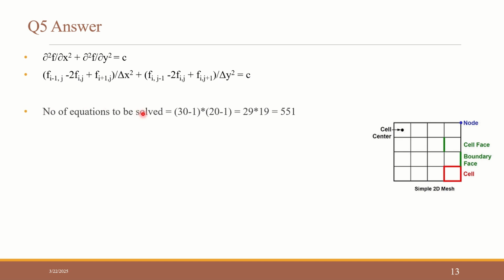So the number of equations to be solved is 29 times 19. We have 30 equal divisions in the width direction and 20 in the length direction, so it is a 30 cross 20 domain. We are getting the number of equations to be solved as 30 minus 1 cross 20 minus 1, that is 551. So the total number of elements in the coefficient matrix is, as I said, 551 cross 551.